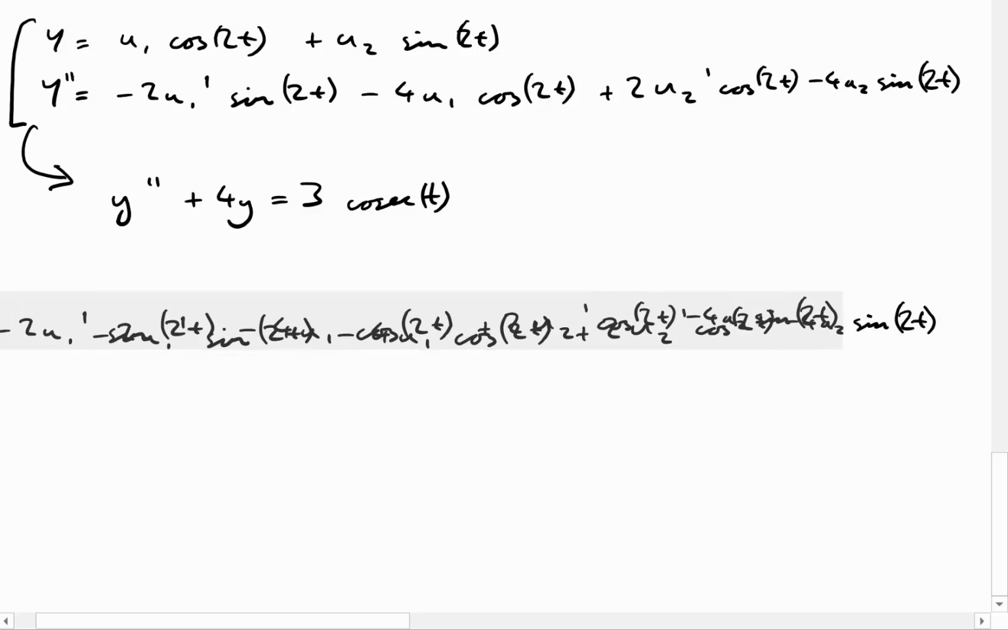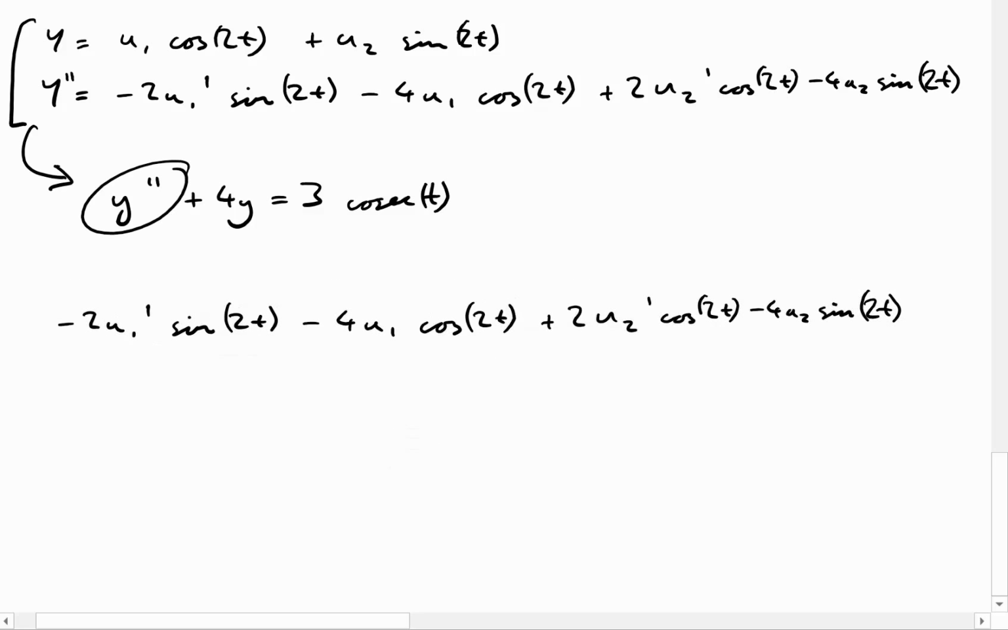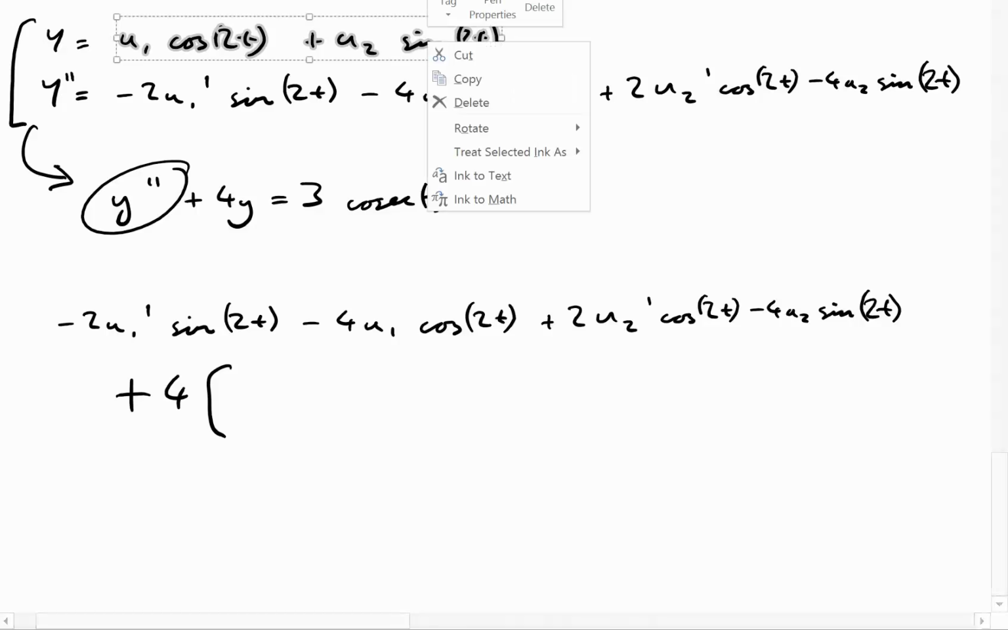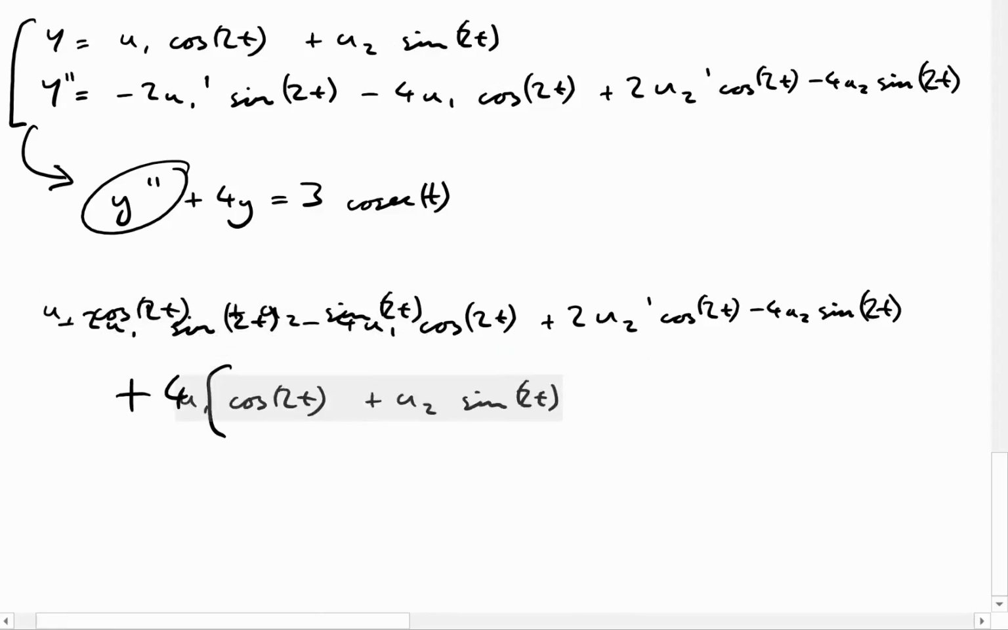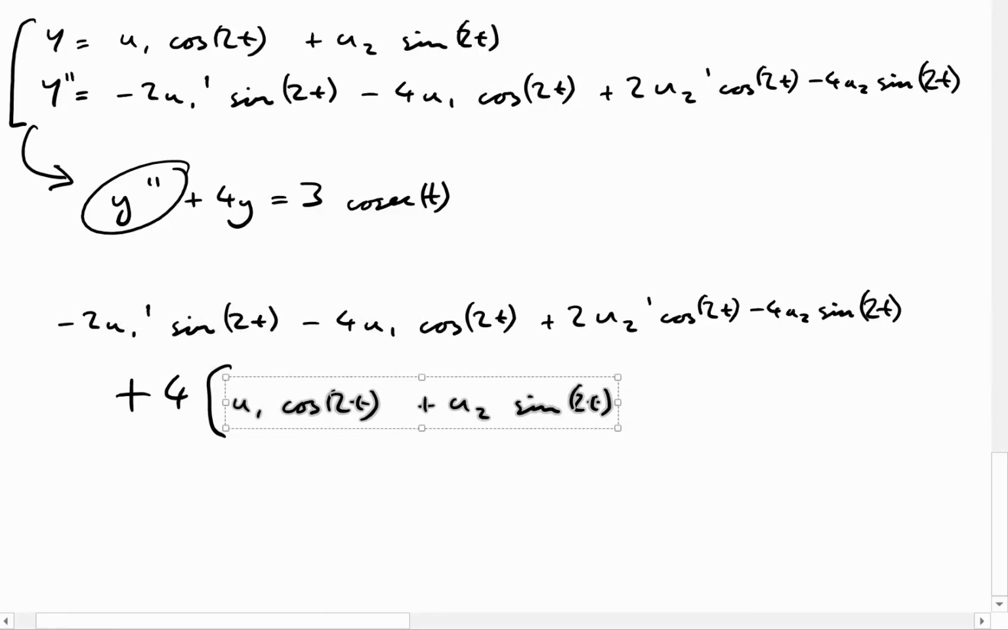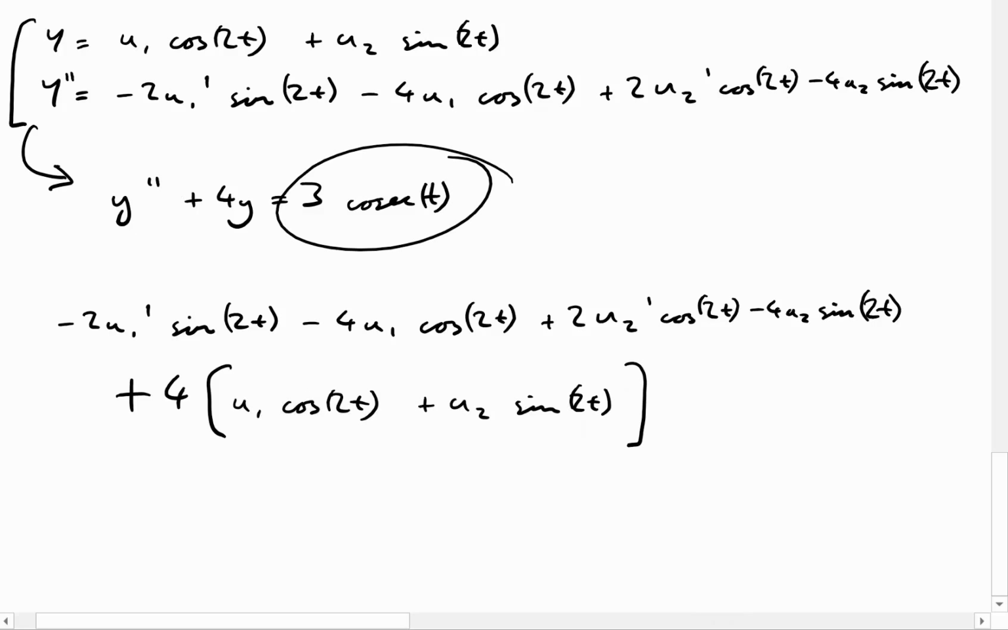So that's the y double dash sorted, plus 4y. What is y? It's going to be that thing there. Let's paste it in there. There we go. And all that has got to be equal to 3 cosec t. So that's basically what we end up with now.